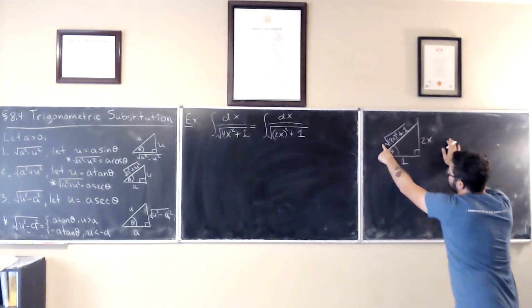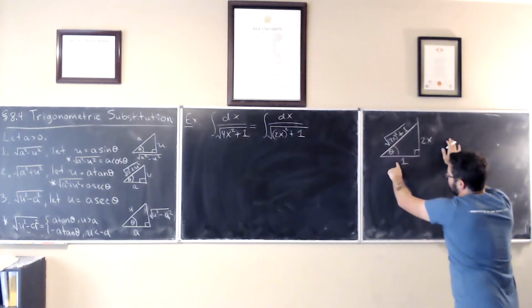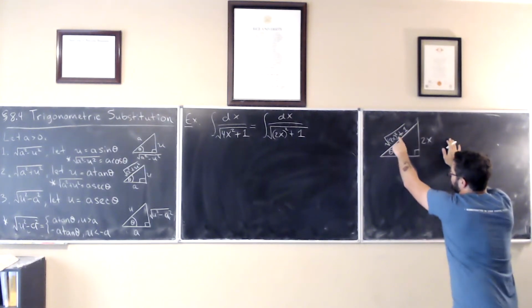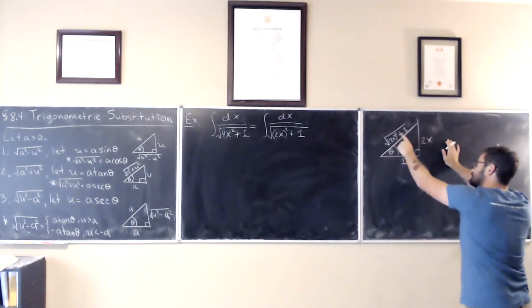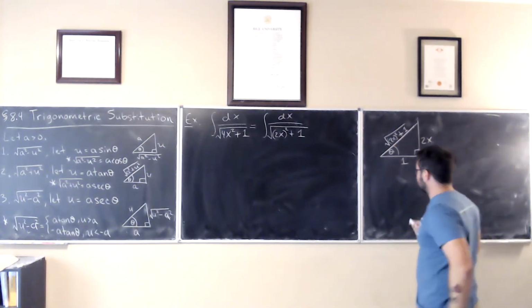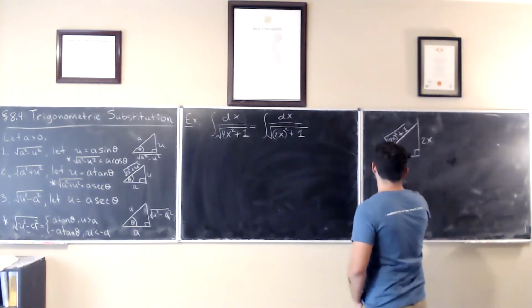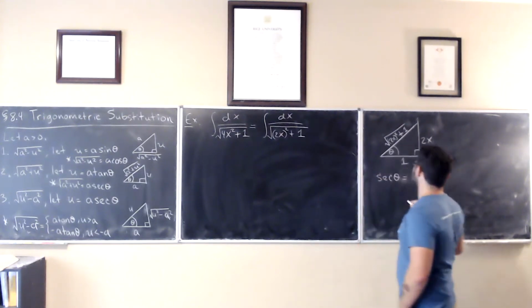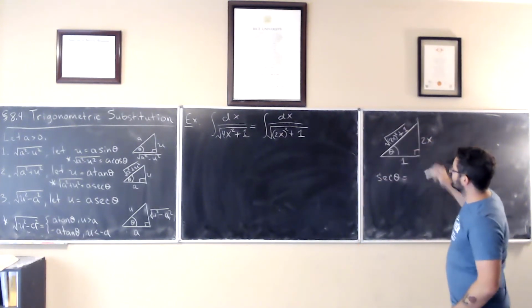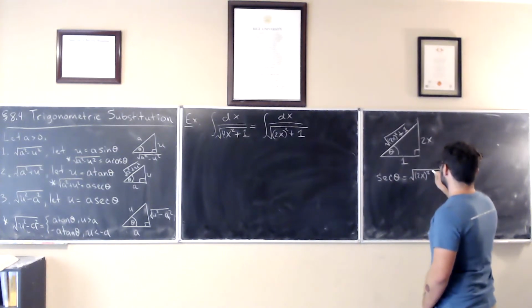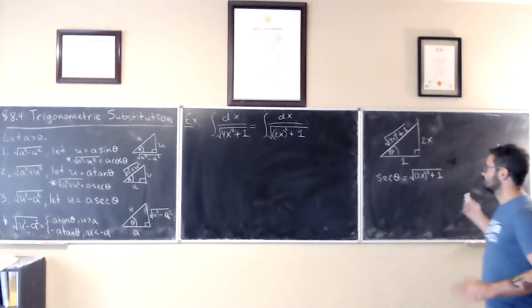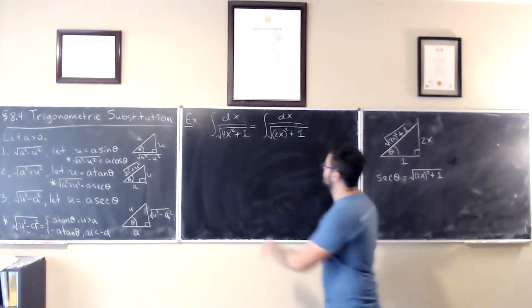So cosine would be adjacent over hypotenuse. So 1 over cosine would be hypotenuse over adjacent. So 1 over cosine is secant. So I know that secant theta is that over 1, right? Good. So now I can definitely replace the numerator.